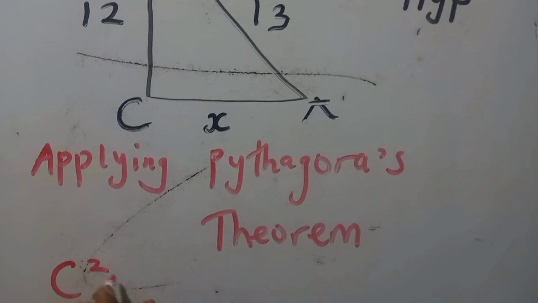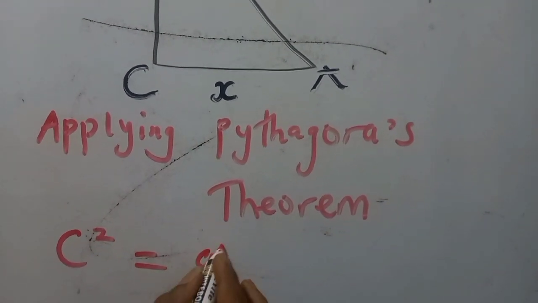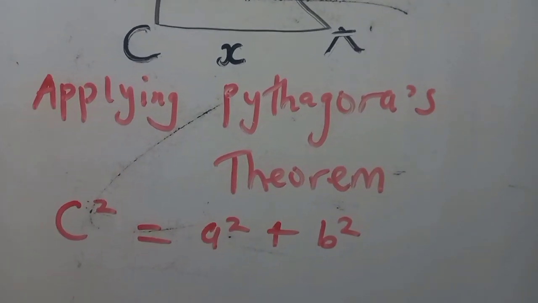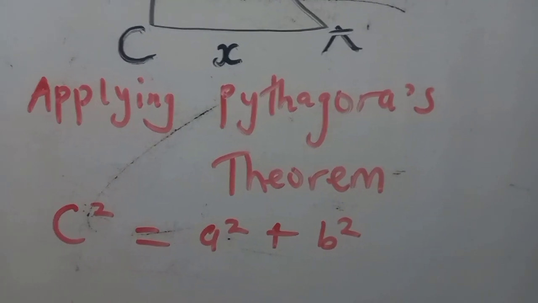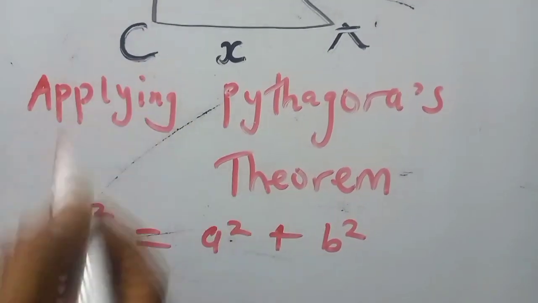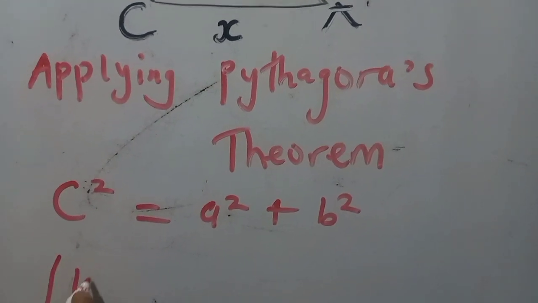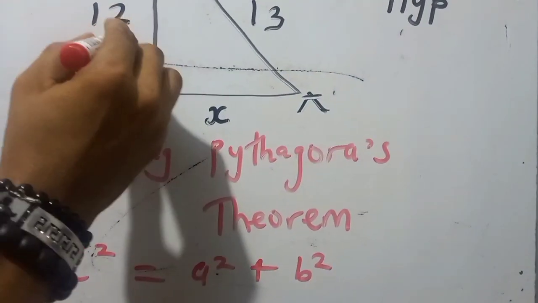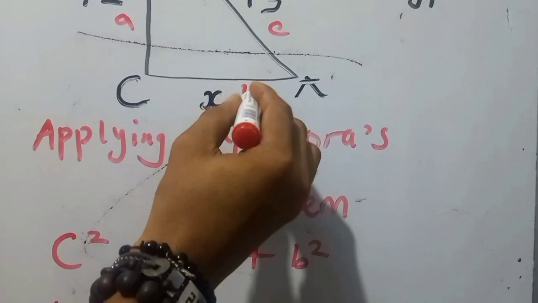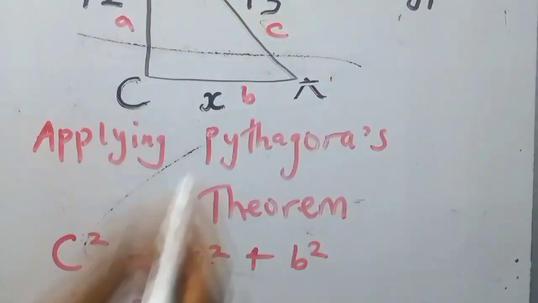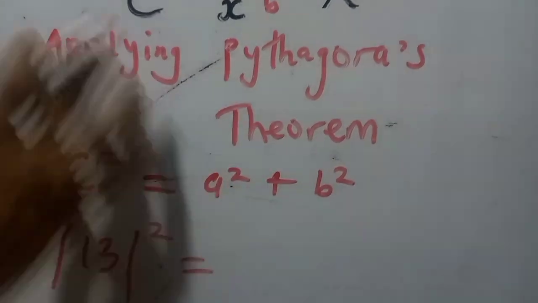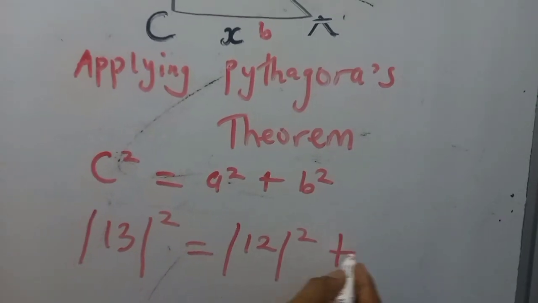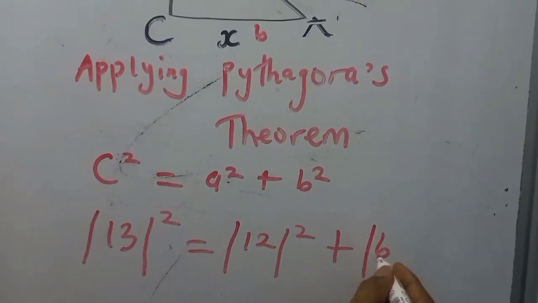Pythagoras theorem says c squared equals a squared plus b squared. Okay, so this is the formula for Pythagoras theorem. So now we have c as 13, right? So 13 squared equals, our a squared is 12, so we have 12 squared, plus b squared. Is b given? No, it's not given.